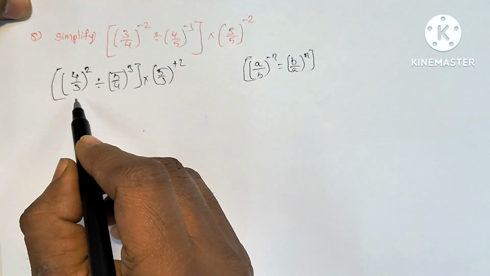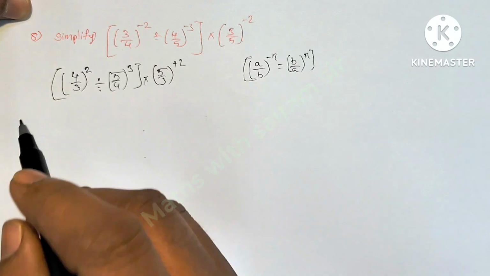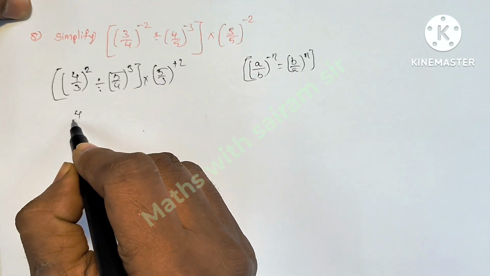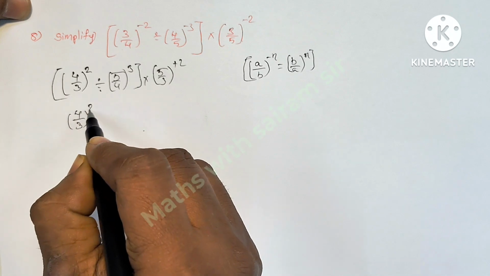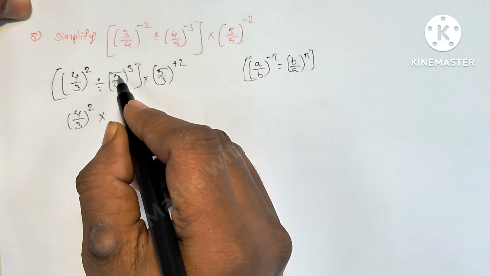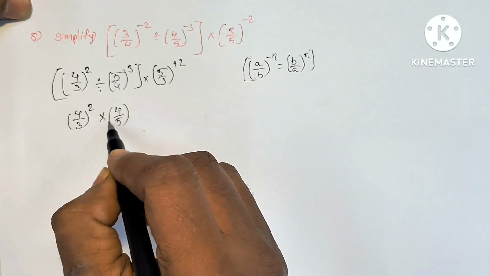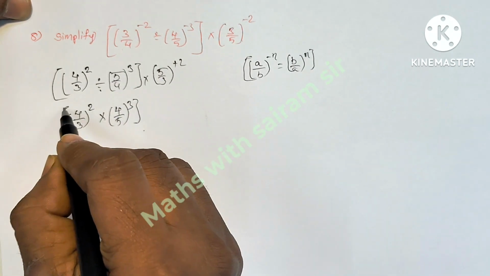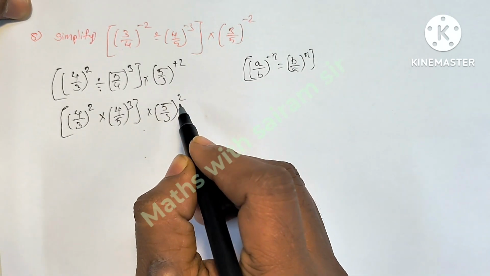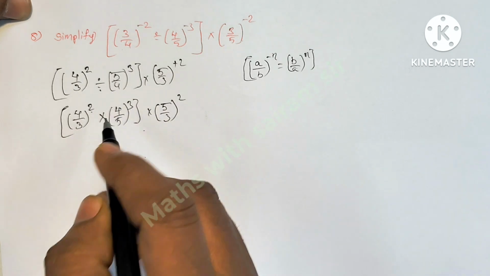Now, this division sign is there, so we need to divide these two fractions. Whenever we need to divide two fractions, instead of division we do multiplication with the reciprocal. What is the reciprocal of 5/4 again? 4/5 whole cube, into (5/3) to the power of positive 2. Here the power should be applicable to both the numerators and denominators.